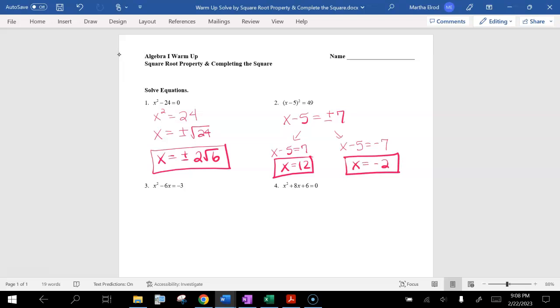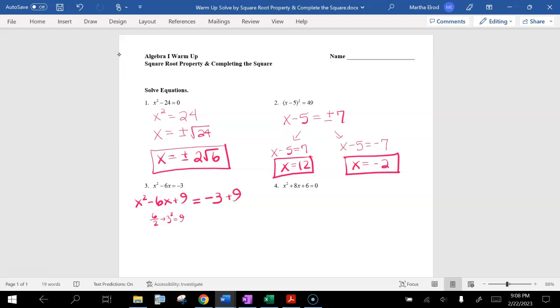Now let's look at the final two problems where we are going to have to complete the square. Remember, when completing the square, we need to have the constant on one side of the equation and our variable terms on the other side. So we're going to start with x squared minus 6x, and I'm going to leave a big space, and it equals negative 3. I'm going to take the coefficient of the x term, that 6, divide that by 2, which gives me 3, and square that 3. So 3 squared gives me 9, and 9 is what I'm going to add to both sides of my equation.